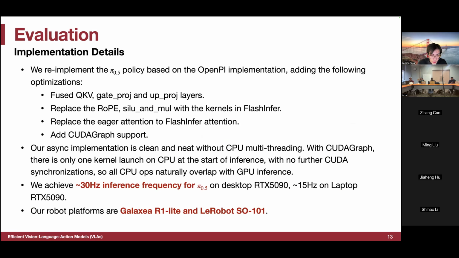Before showing the evaluation results, let me briefly introduce our implementation details. We rewrote the Pi05 policy based on the OpenPI implementation, along with a series of optimizations that are common in large language model optimization. Finally, we can achieve about 30 Hertz inference frequency for Pi05 on a desktop 5090. Our robot platforms are the Galaxy R1 Lite and the robot SO101.